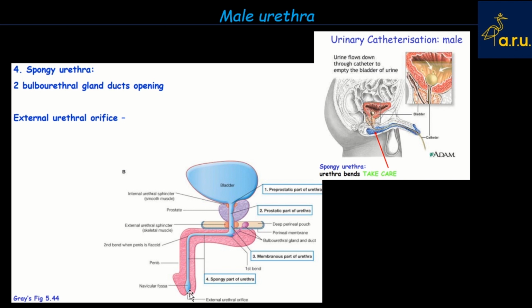When the penis is flaccid, there is a bend where the urethra passes from the root of the penis into the body or shaft of the penis. And then what you can see here are some glands. These are known as the bulbourethral glands, which contribute to the lubrication inside the urethra. The bulbourethral glands themselves lie inside the deep perineal pouch, but their ducts drain into the penile or spongy part of the urethra down here.